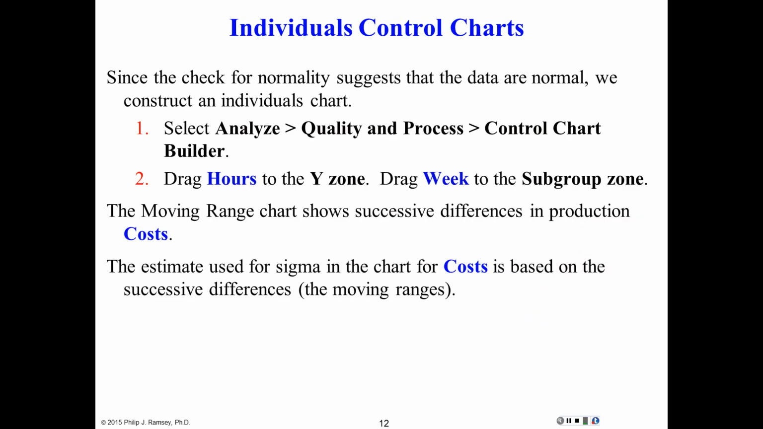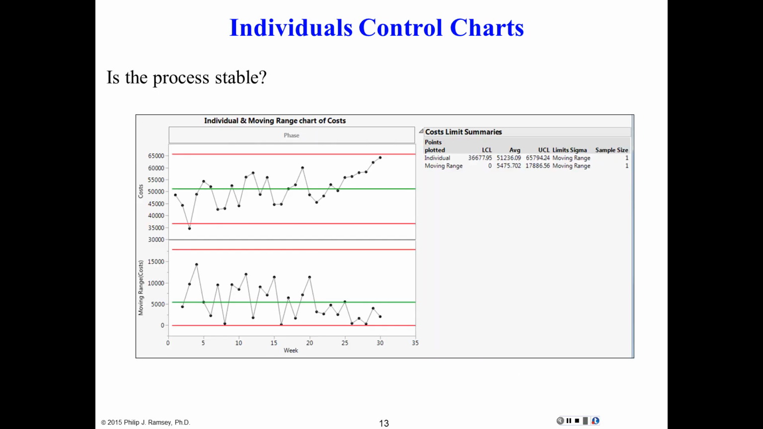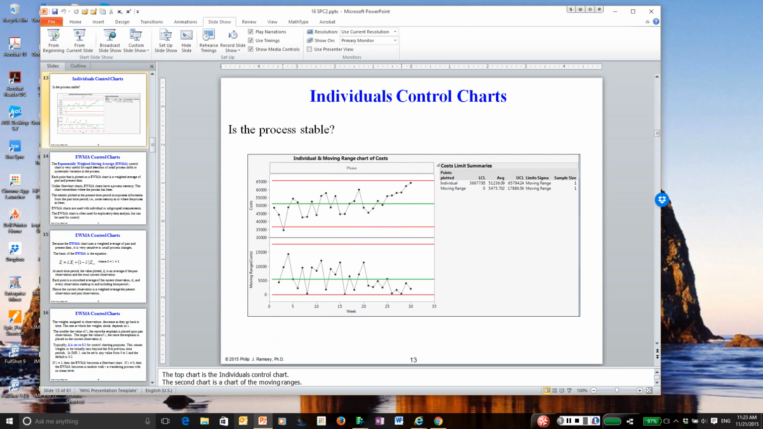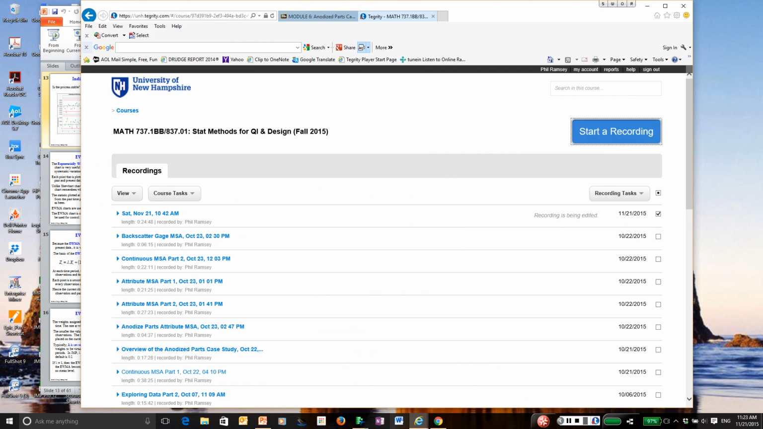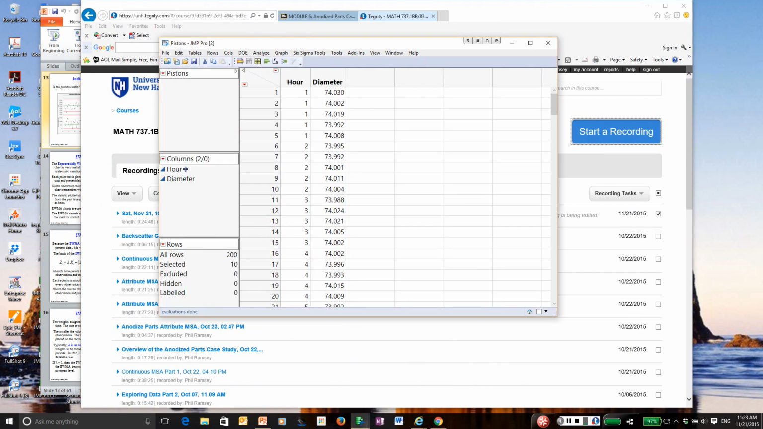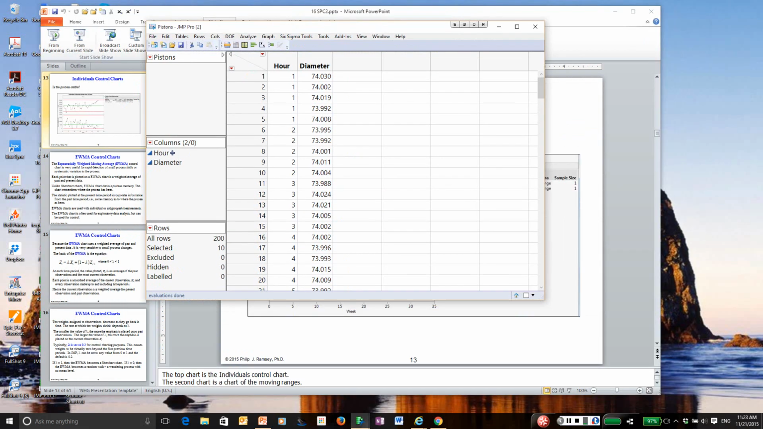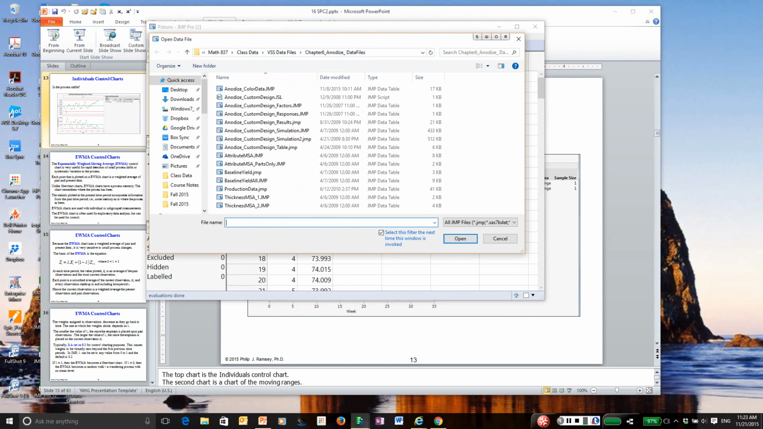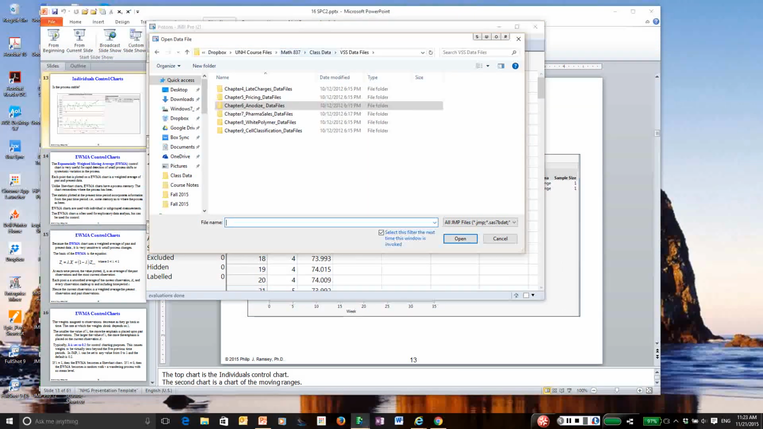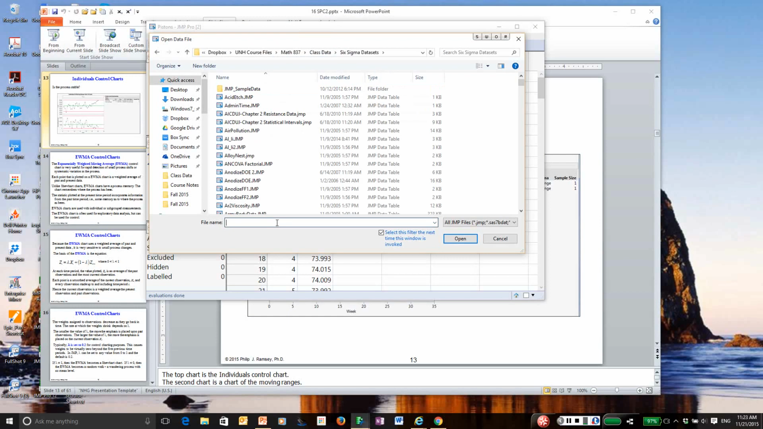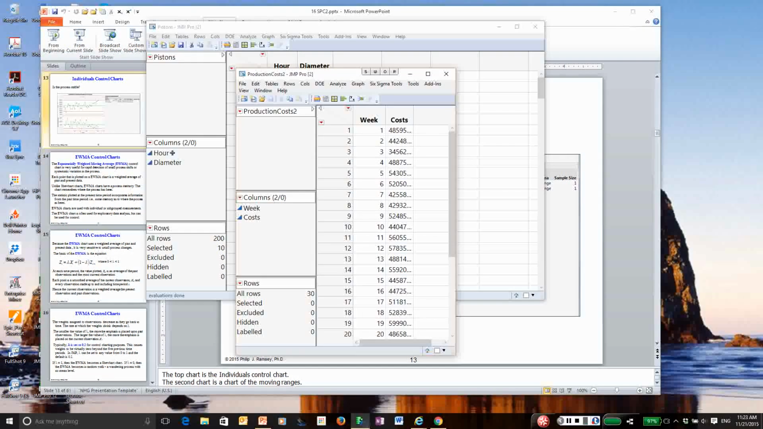so we assume it's normal. Okay, so where do we do individuals charts? Well, again, we can do control chart builder, or we can do the control chart menu itself. Okay, so why don't I again just go over to JMP and we'll take a look at the data. Okay, if we can find JMP here, there we go. Okay, so for JMP, I'll just open up the data file. Production costs. Production costs 2 is the actual file we're using. Okay.